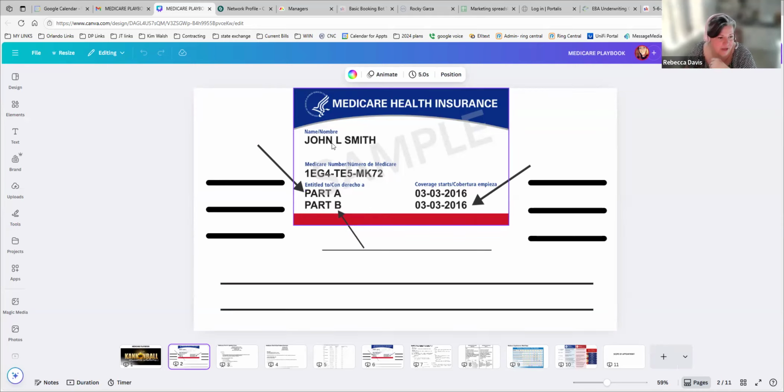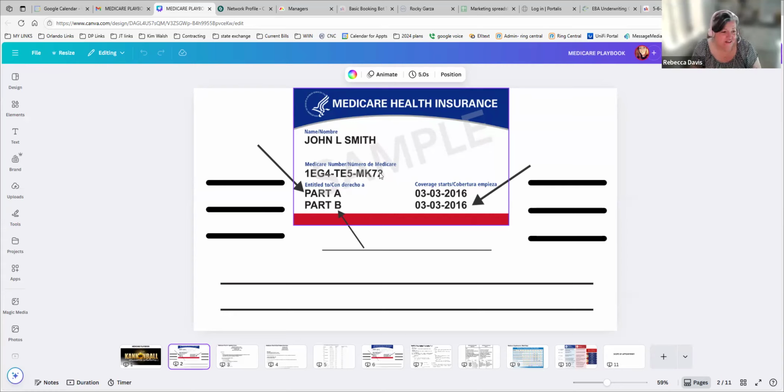So you got Part A and Part B. You have obviously your name, you have a Medicare number that looks kind of like a VIN number on a car. Way back when, that was a Social Security number with like a letter A behind it. But they changed it several years ago for security. I don't know why they didn't think to change it much sooner than that, but they didn't.